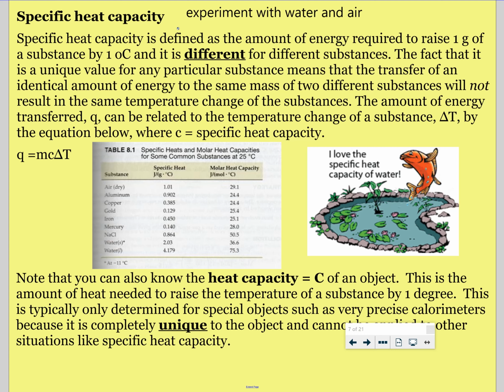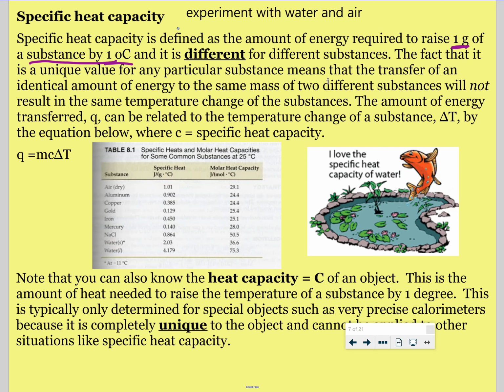Specific heat capacity. The specific heat capacity is defined as the amount of energy required to raise 1 gram of a given substance 1 degree Celsius. And it's different for each substance, and it's different for what phase they're in. The fact that it's a unique value for any particular substance means that the transfer of an identical amount of energy to the same mass of two different substances will not result in the same temperature change of the substance.